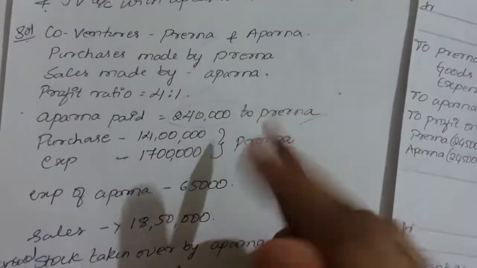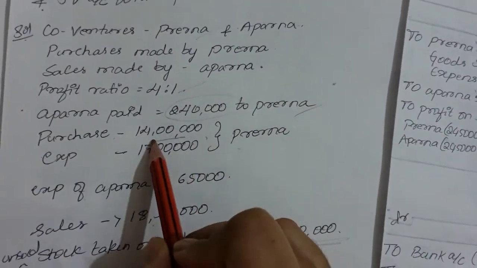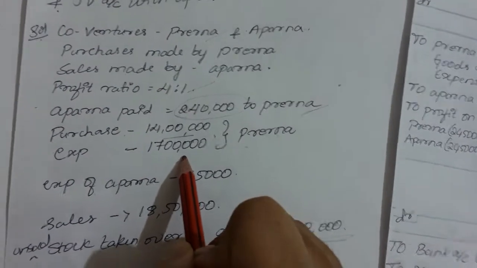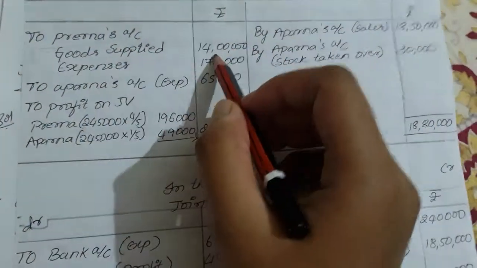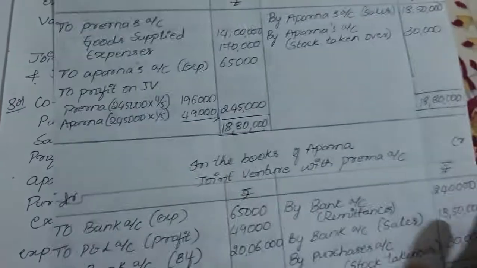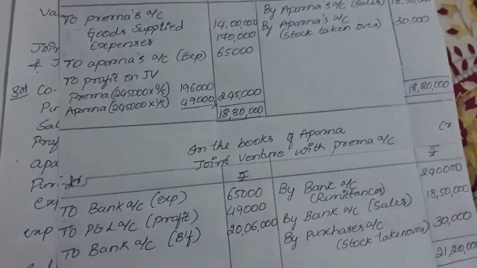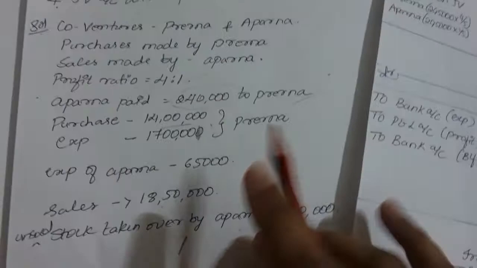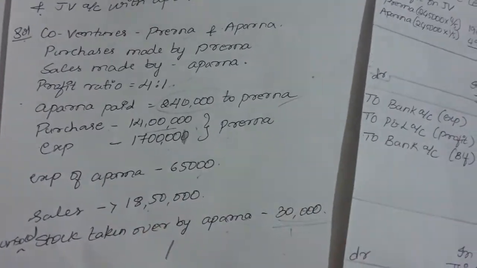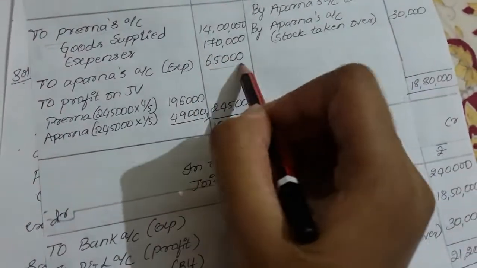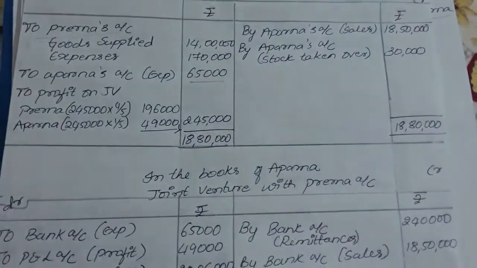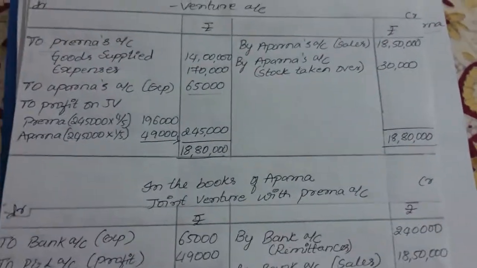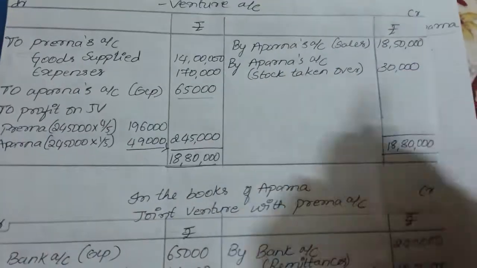As I have written here, the purchases of Prerana are 14 lakh rupees and the expenses are 1,70,000 rupees. So here I have written against Prerana's account goods 14 lakh, expenses 1,70,000. Next I will be writing all the expenses of Aparna, which is 65,000. Coming on to the credit side, I will be writing the sales. Who is making the sales here? The question clearly states Aparna is making the sales. So I have written all the sales value.